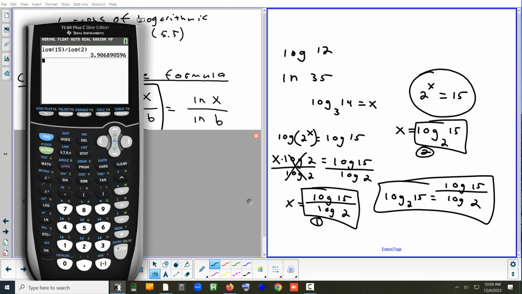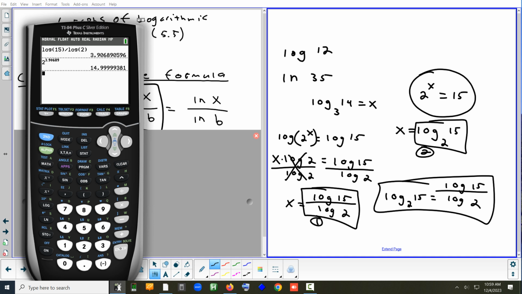And is that about what we said the answer had to be between? 2 to what power would give you 15? Yeah, we said it was between 3 and 4. Closer to 4. So now if you take 2 raised to the 3.90689, I'm just going to round it, you get about 15. So that's the power you would raise the number 2 to get 15.